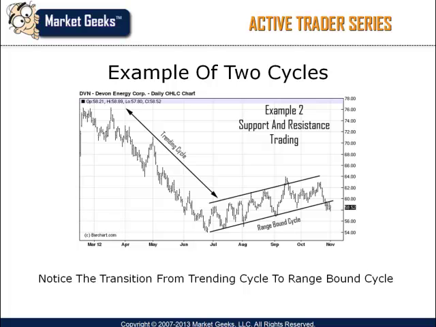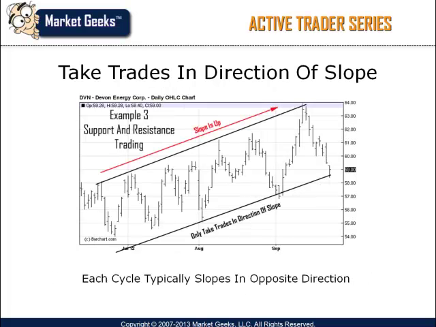In this example, you can see how Devon Energy Corporation slowly transitioned from trending cycle to range-bound cycle. When you isolate the range-bound cycle, you want to make sure to give it a week or two to develop so that you can see if there's any additional directional bias. In simple terms, you want to see if the range-bound cycle has a directional slope.